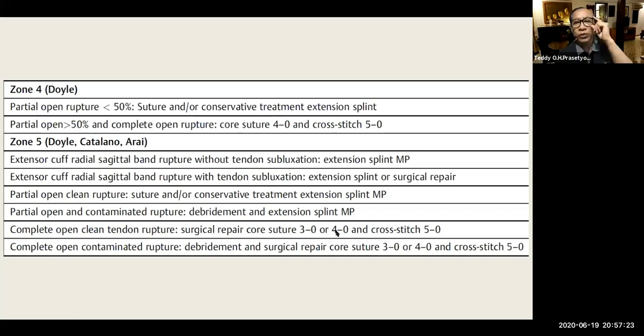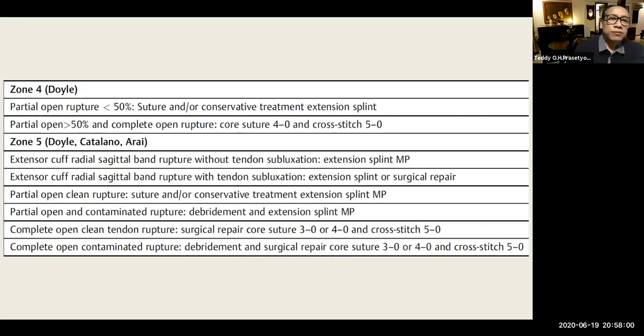Then you may also use 4-0, but if you want to use cross stitch, then you can use 5-0, like the more distal part of the extensor tendon. Complete open contaminated rupture, you debride it, and if it comes with a good debridement or proper debridement, then you can repair the tendon straight away in the emergency or at the earliest possible. Not always in the emergency, you can delay it to the next day or the first week.